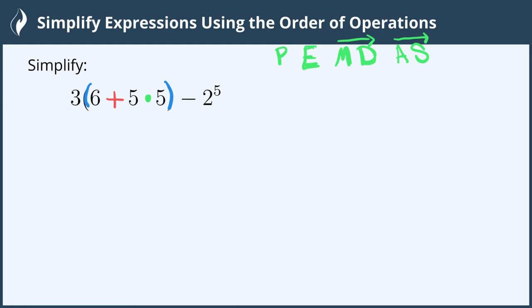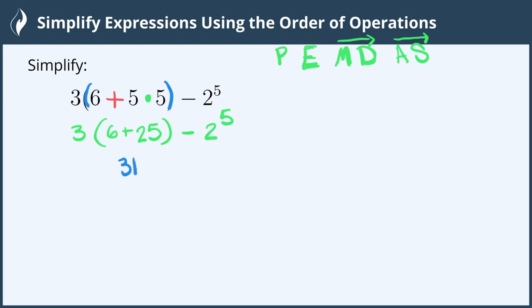So 5 times 5 is the first thing we do, which is 25. And I'm going to copy everything else down because we haven't accomplished the rest of those. Now that I've multiplied inside the parentheses, I still need to work inside the parentheses because we're not done. Now I can go ahead and add these together. 6 plus 25 is 31.